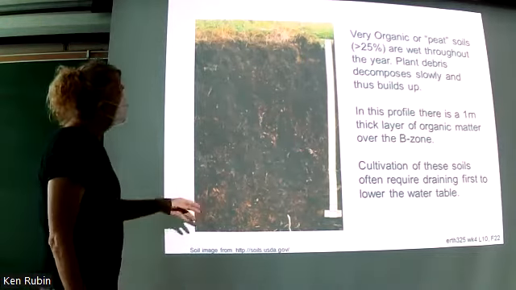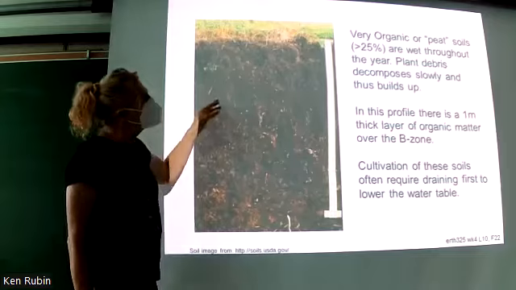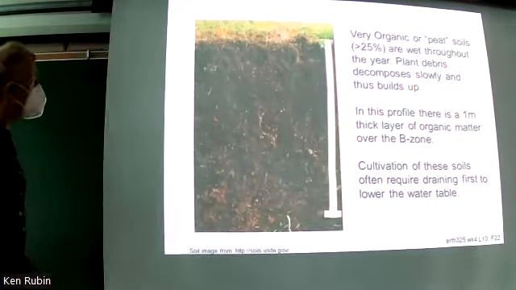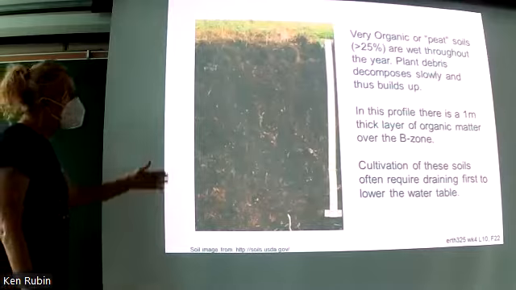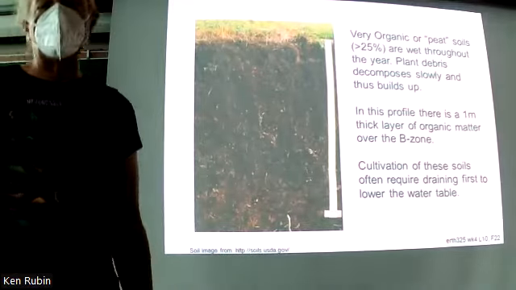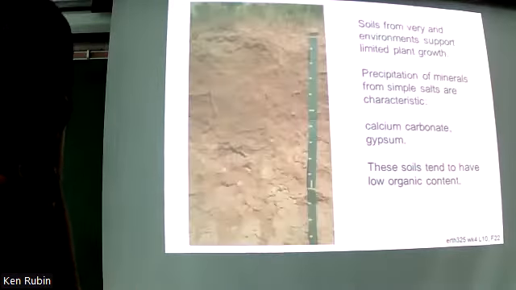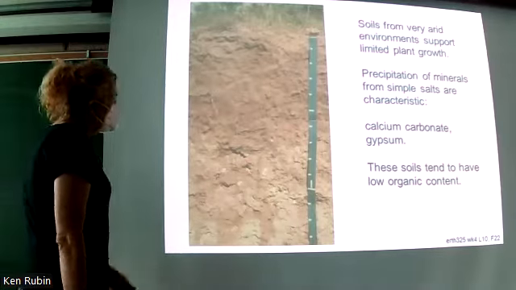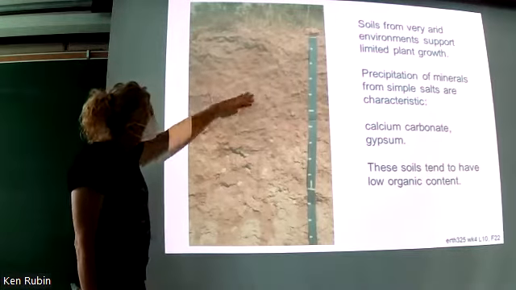This is another example of a very organic rich peaty soil, which can have up to 25% organic matter. They stay wet throughout the year. And you see how dark they look. We're not going to find the B zone in that soil. And here's another example of a very arid soil, where again, it's kind of hard to see the horizons.